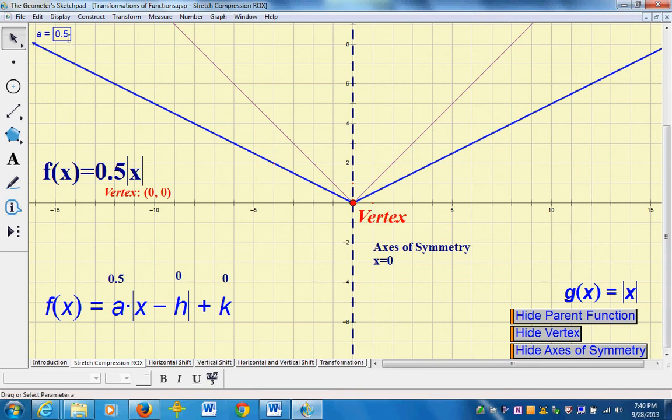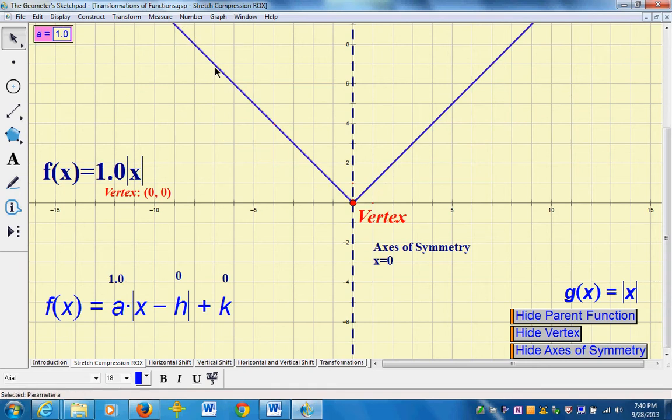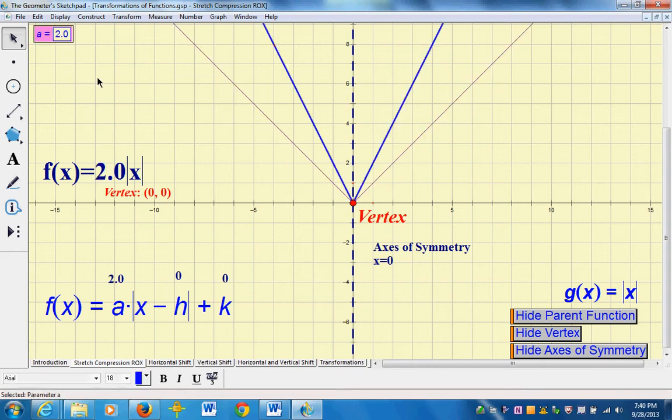So let's see what happens. Let's change this A. Let's make this A a 1. If I make A a 1, notice that my function is lying right on top of my parent function. My vertex has not shifted. My axis of symmetry is still the same. Let's make A equal to 2. Notice how my function has gotten narrow. It's stretched towards my y-axis.